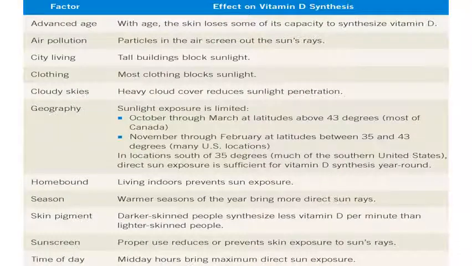Some factors that affect vitamin D synthesis are advanced age. When you get older, the skin loses some of its capacity to synthesize vitamin D. Air pollution, particles in the air, kind of screens out the sun's rays. City living, tall buildings block sunlight because of the shade. Clothing: most clothing blocks sunlight, but if you're wearing thinner clothing, the sunlight can go through it. If you're wearing thicker, closer-knit clothing, it might block out some of the sun.